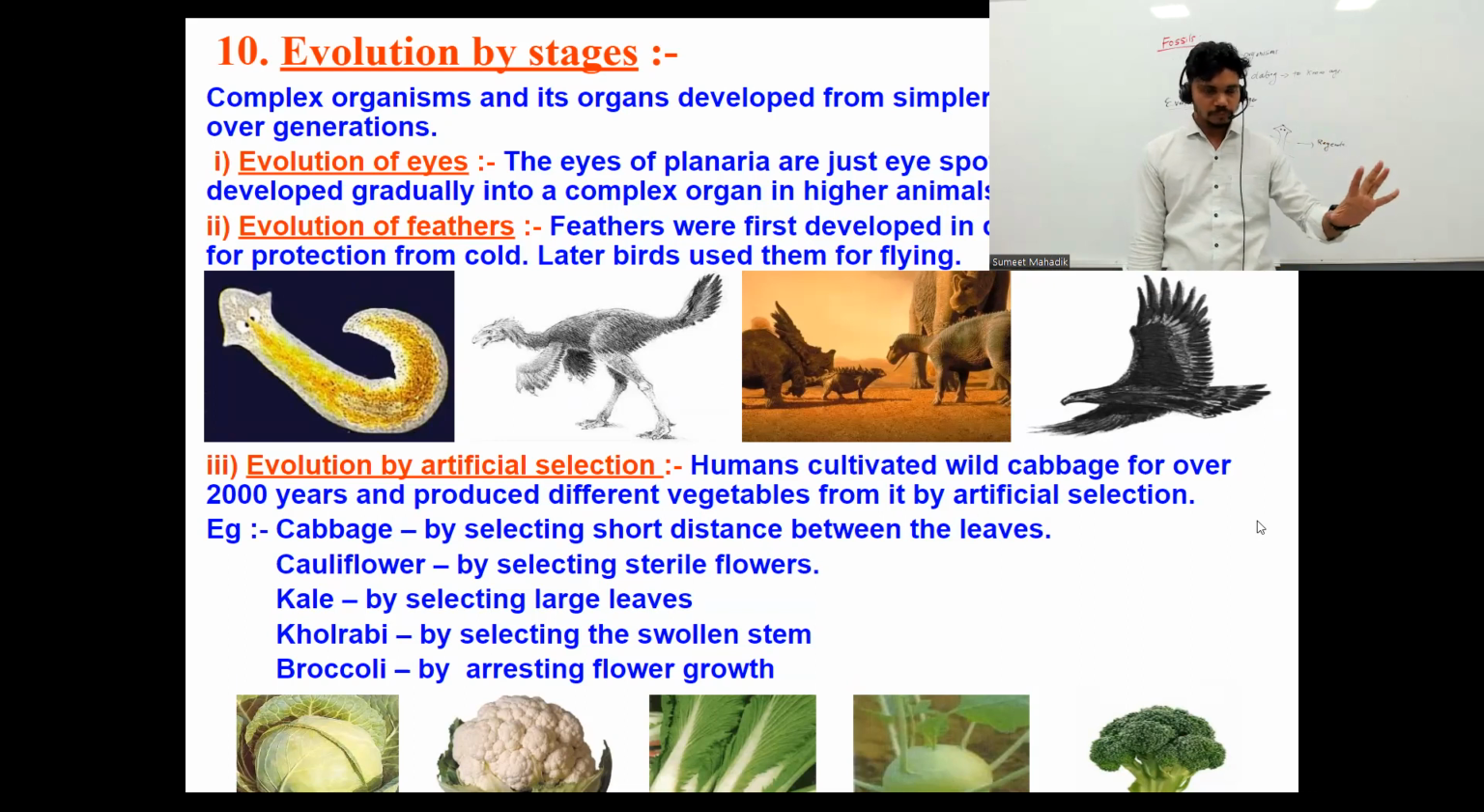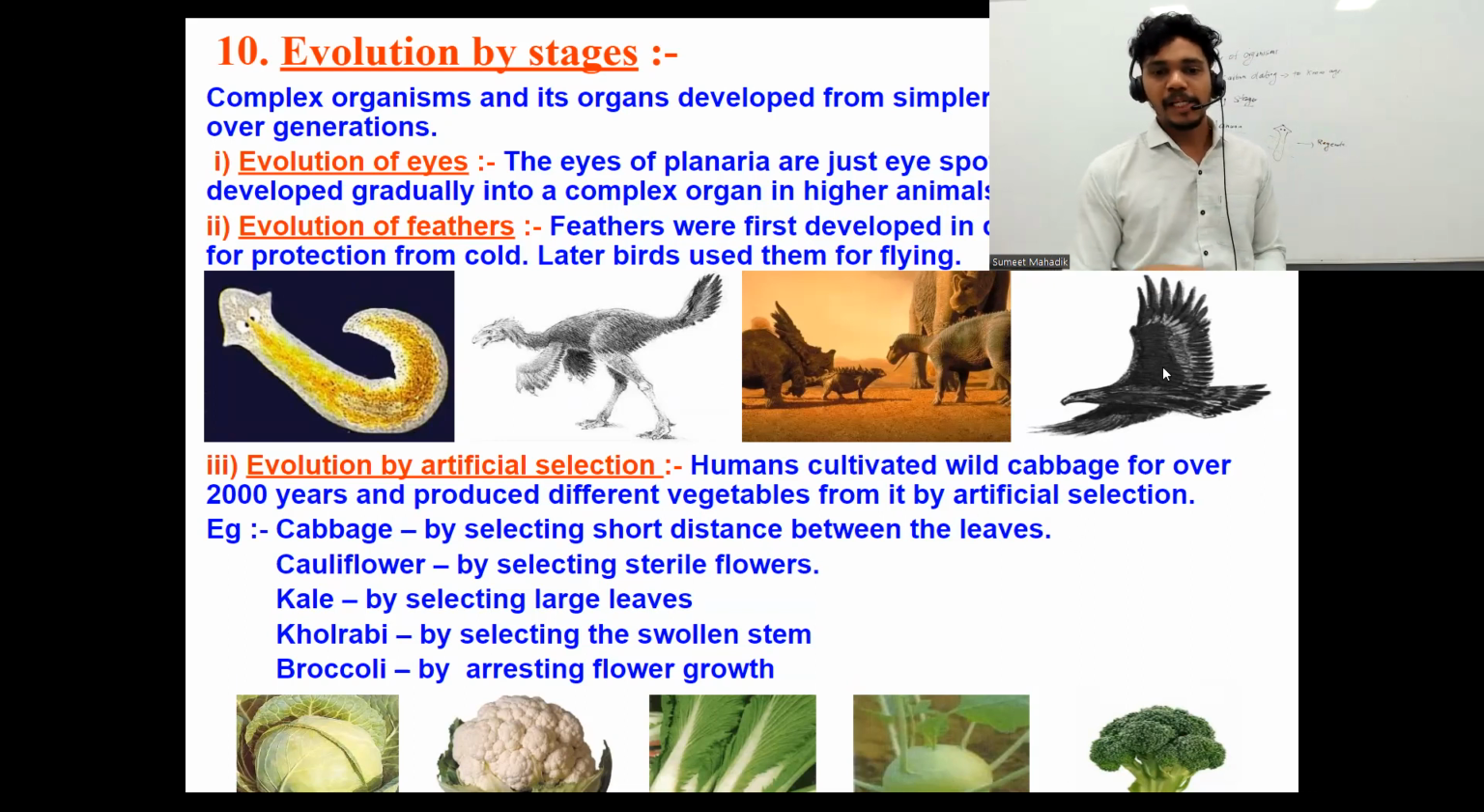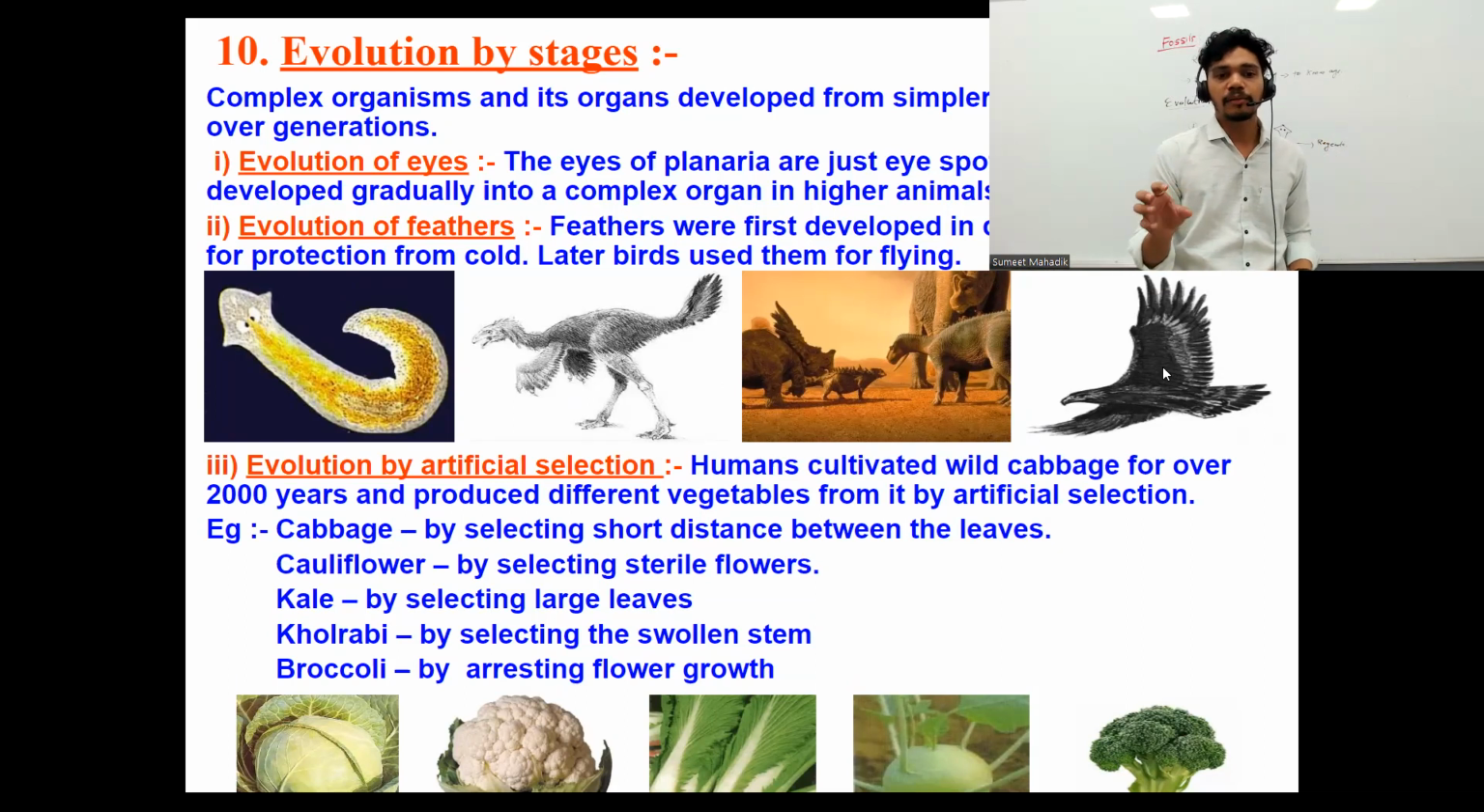Now I told you something. Please pay attention. Cabbage by selection, short distance between the leaves. Cauliflower by selection, sterile flower. Kale. Broccoli by arresting the growth of flower. Okay, now what is that? I will tell you.